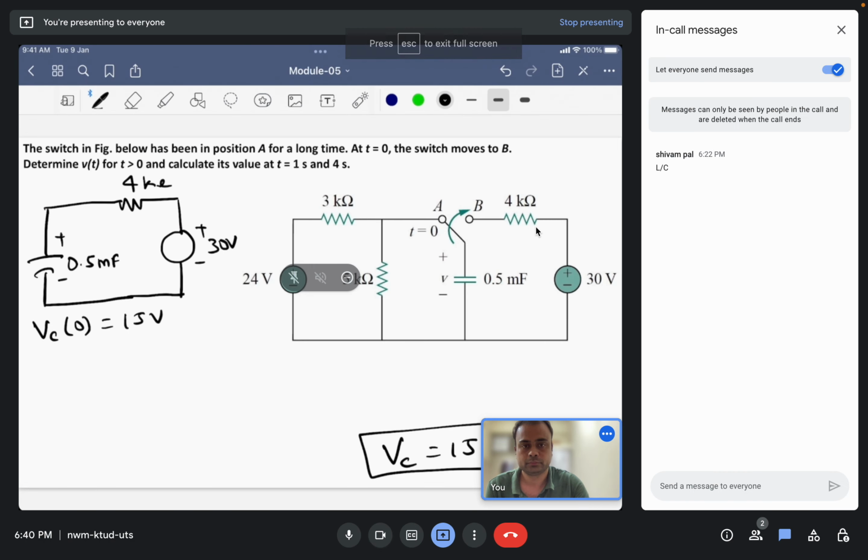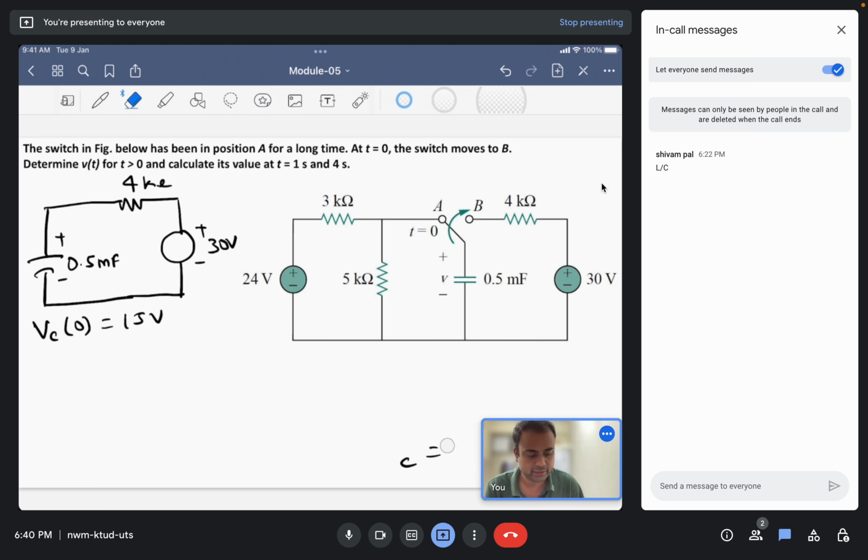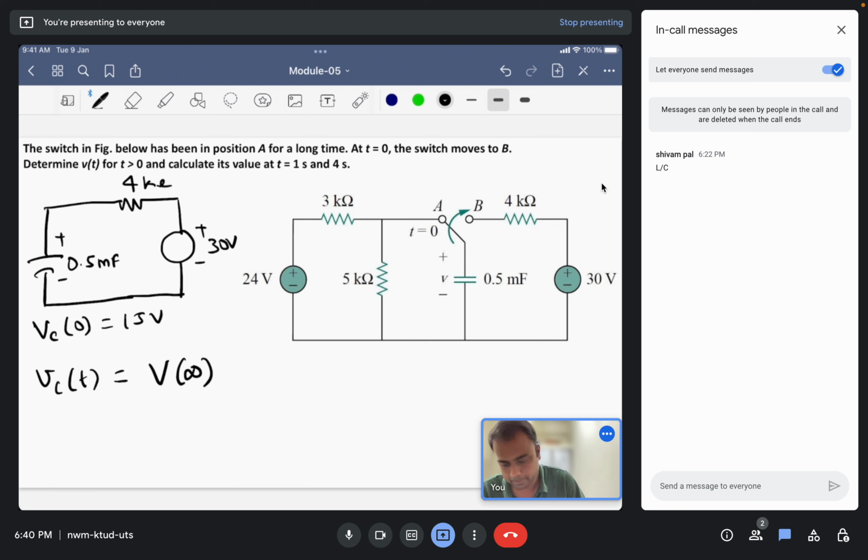Now let us use the formula that we already discussed earlier, that is the voltage across the capacitor as a function of time is the voltage at infinity plus the voltage at time 0 minus the voltage at infinity, times the exponential decay function e to the power minus t by RC.